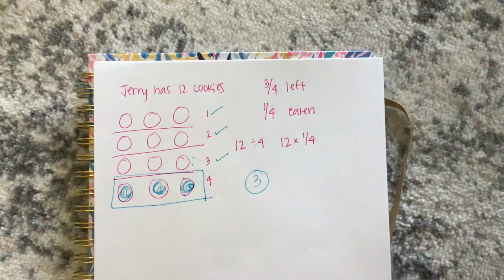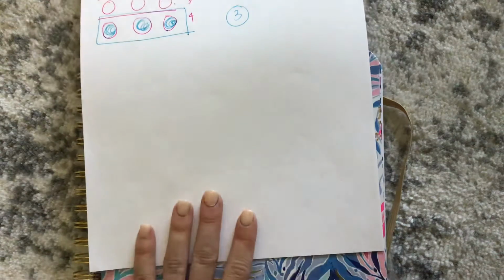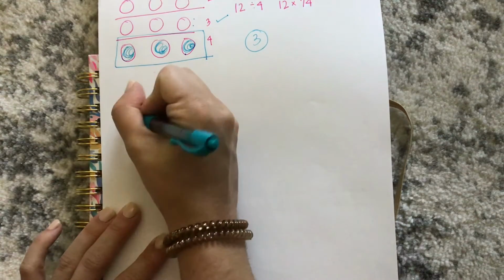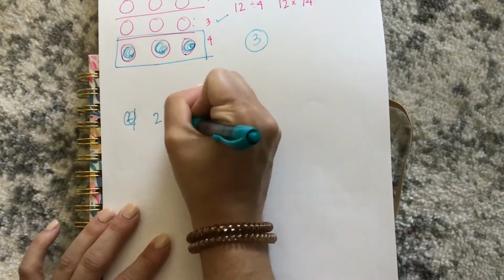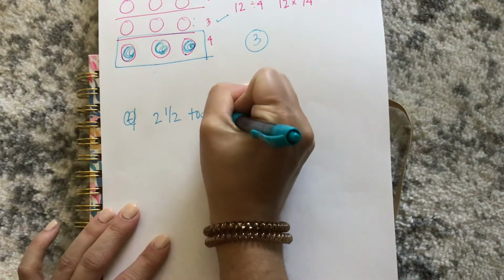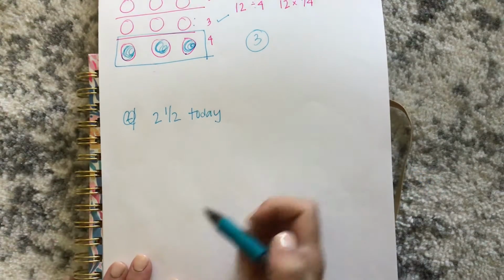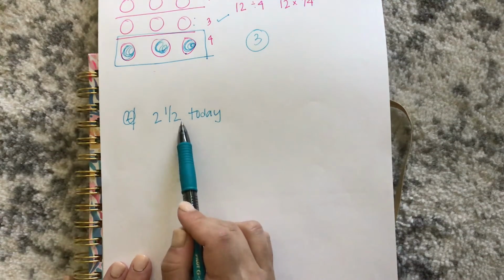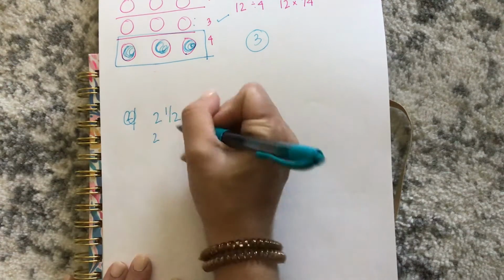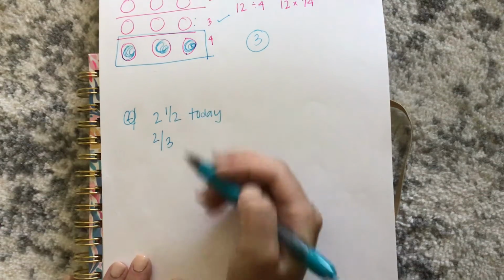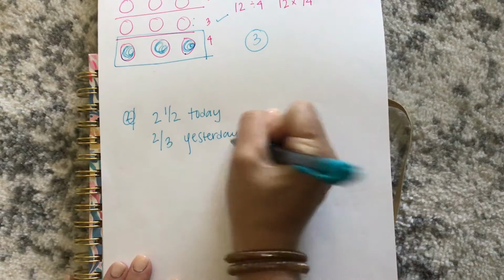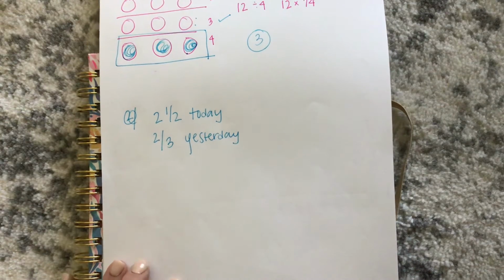So taking a look at a second problem, Jana ran 2.5 miles today. So 2.5 miles today. And yesterday she ran 2/3 of what she ran today. Yesterday she ran 2/3 of this 2.5 miles. How far did she run yesterday?